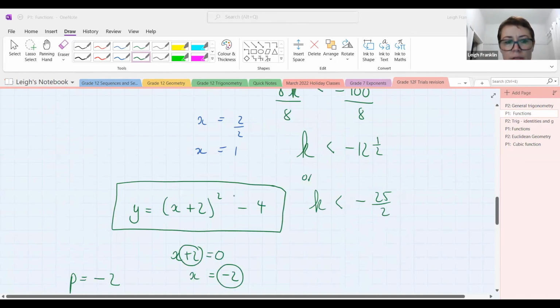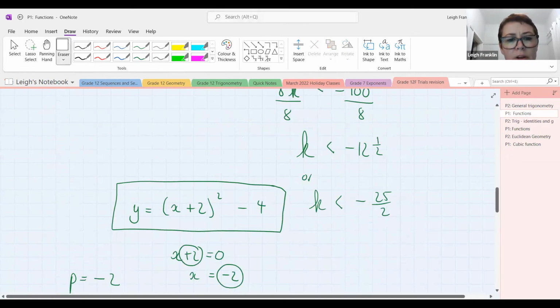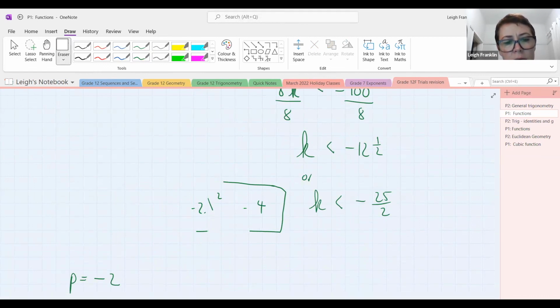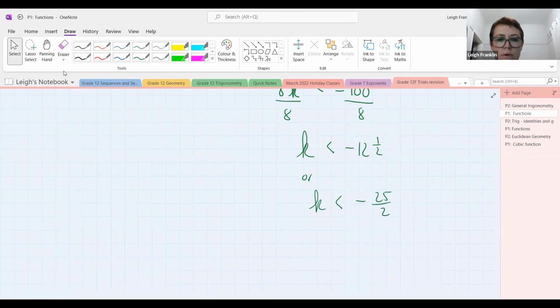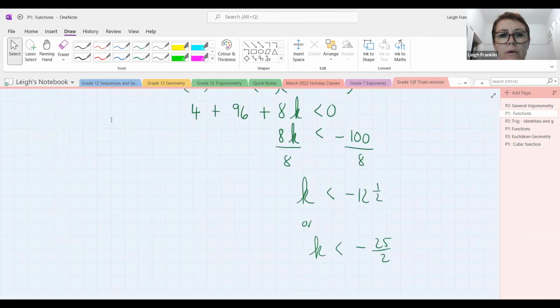How's everybody feeling? Is that making sense? Are we good? Correct, Kanisa. Only if we divide or multiply by a negative do we change the sign of the inequality.